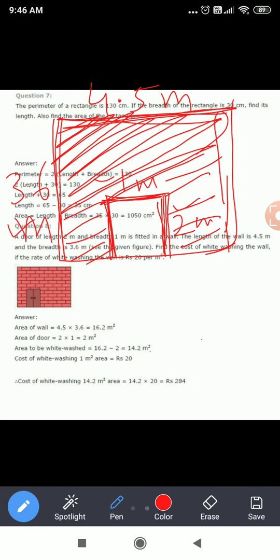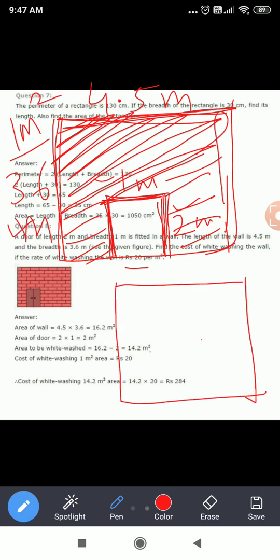But here we have to find what area we will whitewash, and we have to find the cost. The cost for 1 meter square area is given as ₹20. To whitewash 1 meter square area, we have to give the painter ₹20. So we have to find the area of the wall that has to be whitewashed. See, this is the entire wall, so we will find the area of the wall.